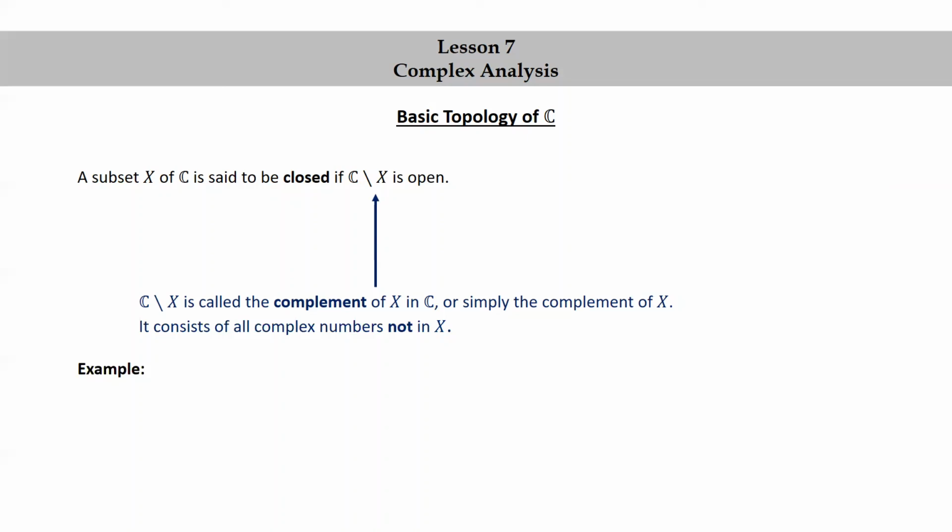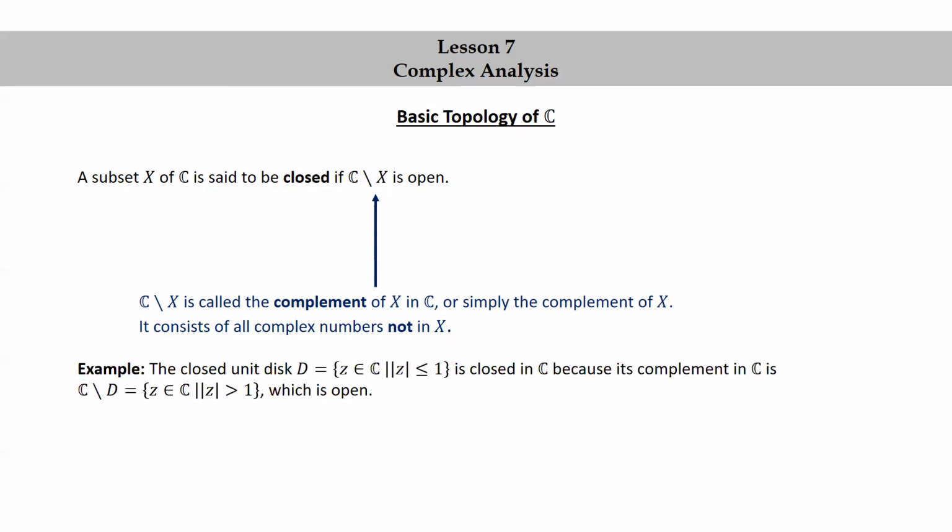Let's look at an example. The closed unit disk D equals the set of complex numbers Z such that the absolute value of Z is less than or equal to 1. It is closed in C because its complement in C is C minus D, which is the set of all complex numbers Z such that the absolute value of Z is greater than 1, which is open.